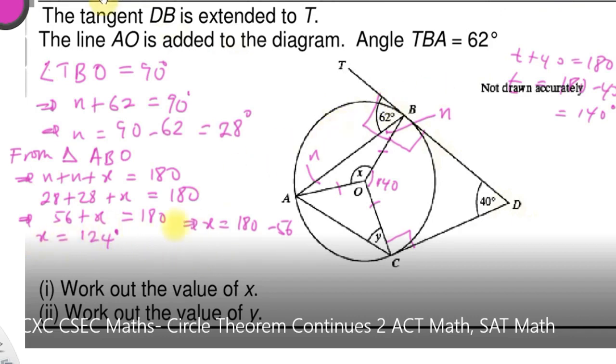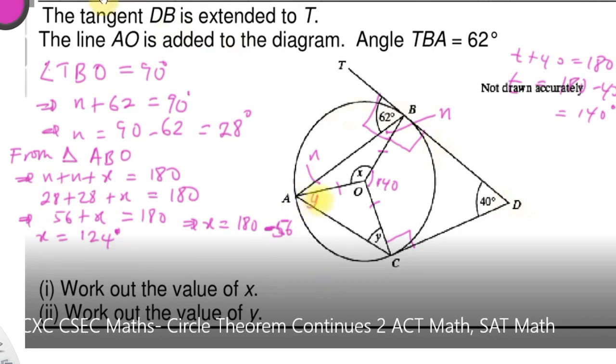Okay, so we have X is equal to 180 minus 56, which is equal to 124 degrees. So X is equal to 124 degrees. We are now going to find Y. You see that this angle is also Y.